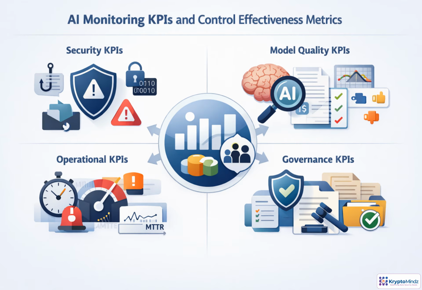Effective AI monitoring is not one metric. It is a balanced set of signals showing whether controls work in practice. Security metrics catch attacks and leakage. Quality metrics track hallucinations, groundedness, and drift. Operational metrics reveal latency, failures, escalation, and containment speed. Governance metrics prove coverage, evidence, exceptions, and policy compliance. Together, these KPIs turn AI oversight from occasional review into continuous, measurable control management.